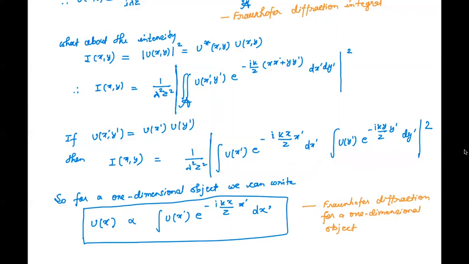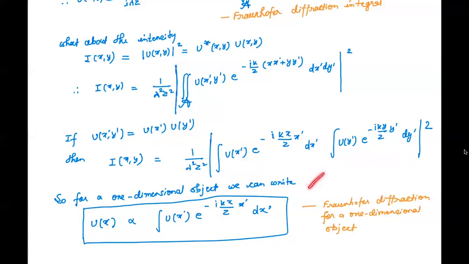Now, if I have just a one-dimensional object, well, there is no object that is actually one-dimensional, but you can approximate something as one. For example, if you have a wire which is very long in one direction but very thin, very narrow, in the other direction, then for all practical purposes we can consider it a one-dimensional object. Similarly, a single slit can also be considered a one-dimensional object.